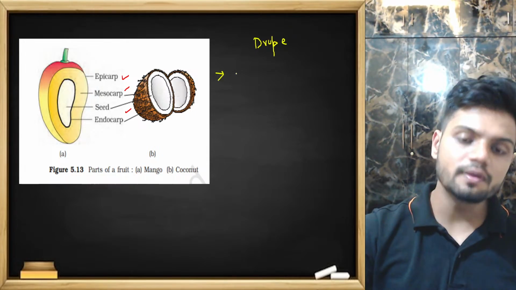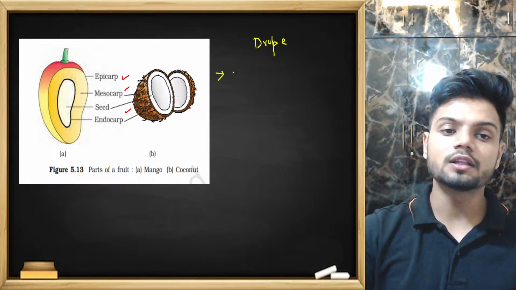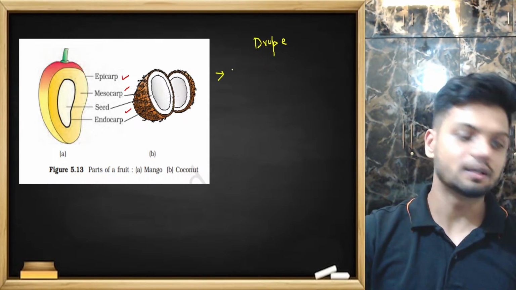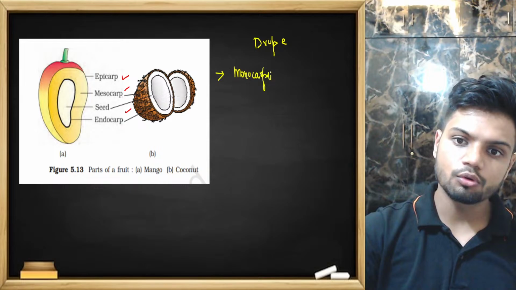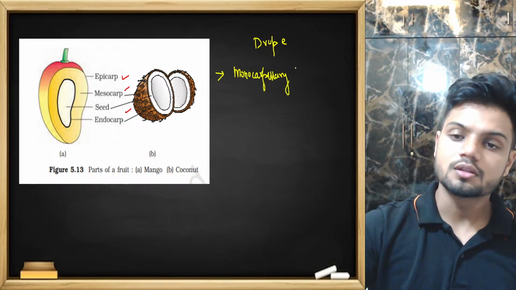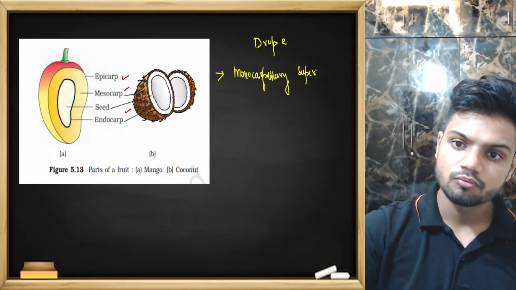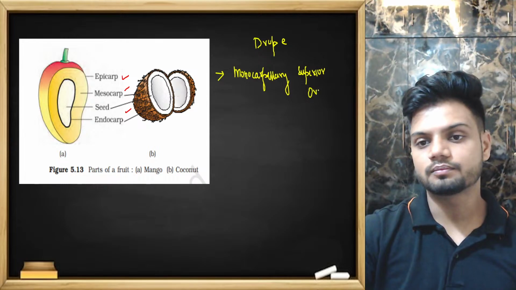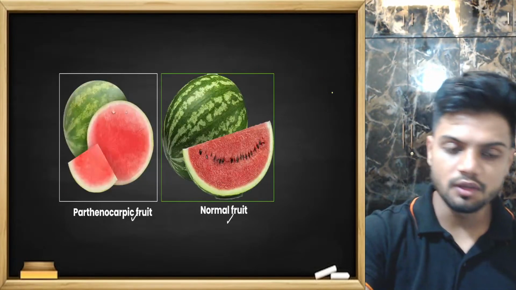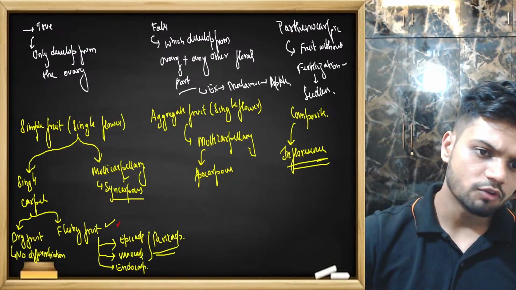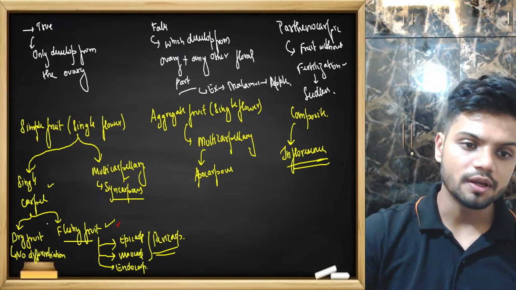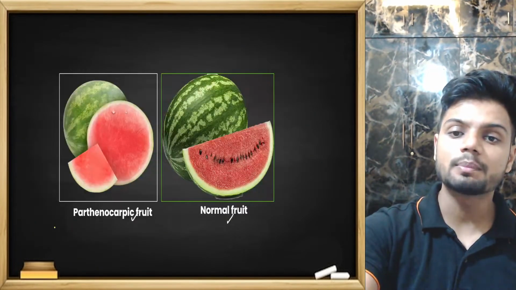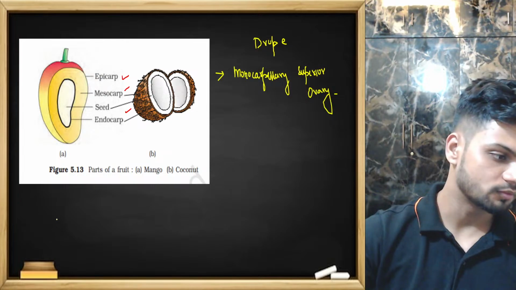Now, a drupe always develops from a monocarpellary superior ovary. Now students, did we learn here from a single carpel? So a monocarpellary fleshy fruit is made from a single carpel. So a monocarpellary superior ovary gives a drupe.